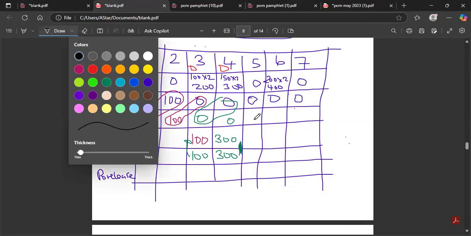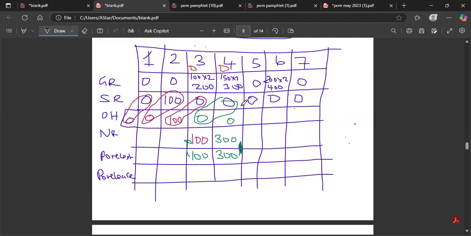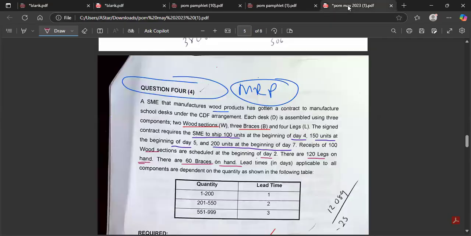Yes. So the other one will be what? 0 plus 0 to meet 0. The answer is 0. 0 plus 0 to meet 400. There's a net requirement of 400. Then what happens with the net requirement of 400? You order the same 400. You remain with 0. 0 plus 0 to meet 0, the answer is 0. So we are done. Then just come and check the lead time there.